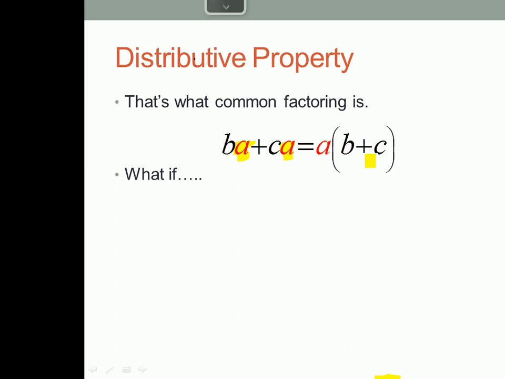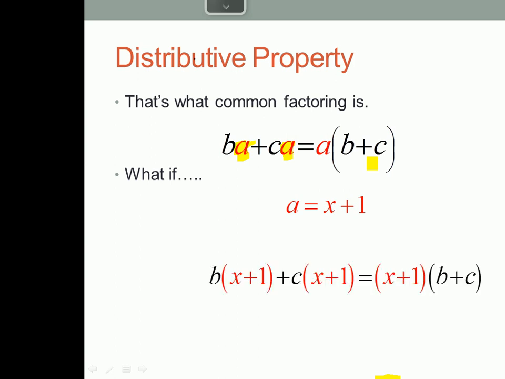Anyway, what if A wasn't a monomial like it is there? I know a lot of people get tripped up when it's not a monomial. Instead, what if it's a polynomial? You can still do the same thing. So in other words, let A be x plus 1, which is clearly a binomial, right? It's the same exact idea.